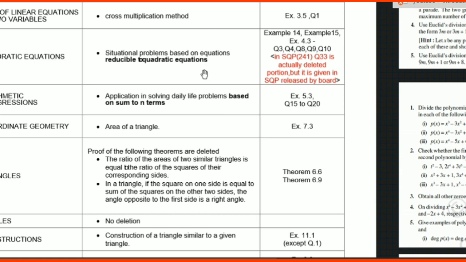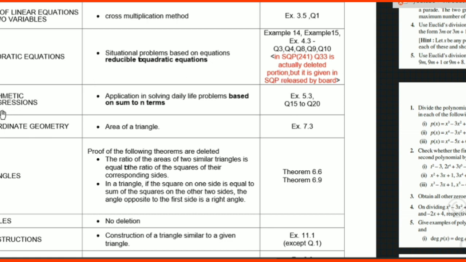But one point here you need to observe. In the sample question paper released by the board, there is one question from this example 15 or 14 in this SQP, question number 33 is that. But that we need to discuss, right?